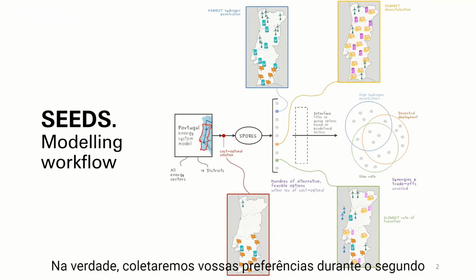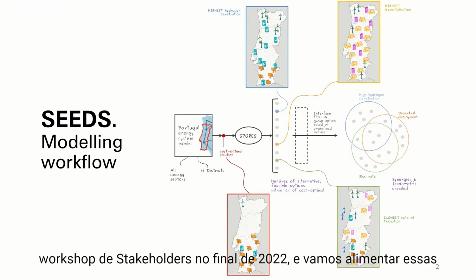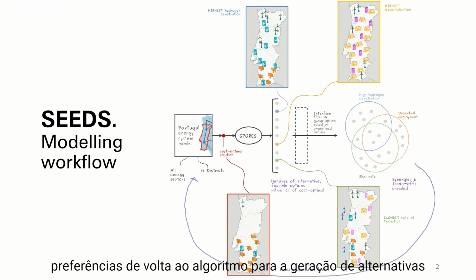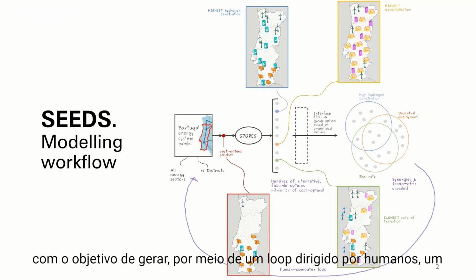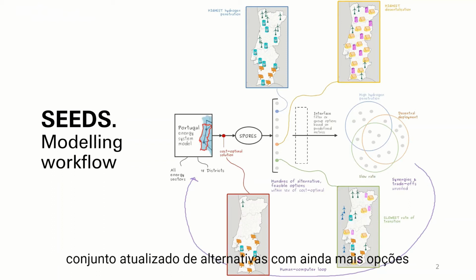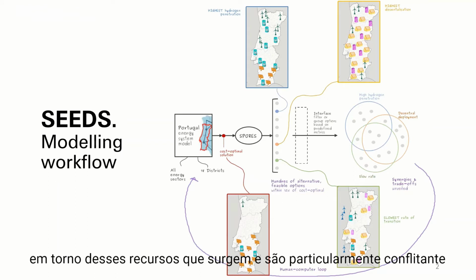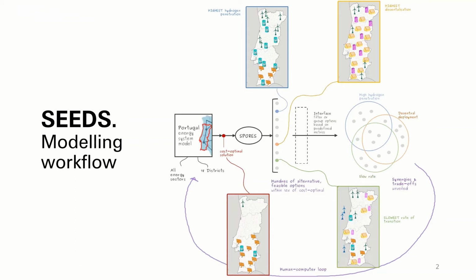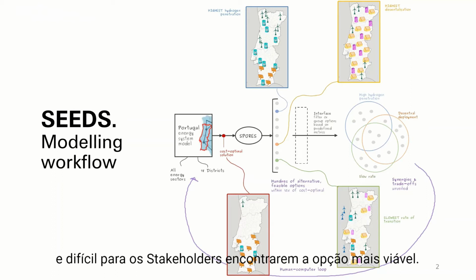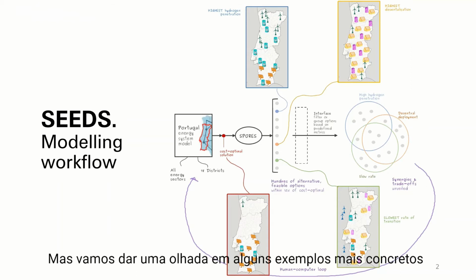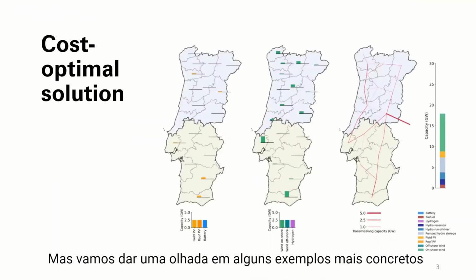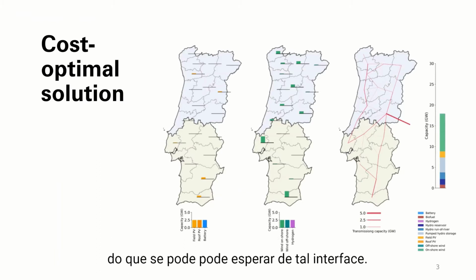And it doesn't stop here. In fact, we will collect your preferences during the second stakeholder workshop in late 2022, and we will feed such preferences back to the algorithm for the generation of alternatives. The aim is to generate, through such a human-driven loop, an updated set of alternatives with even more abundance of options around those features that emerge as particularly conflicting and difficult for stakeholders to find a feasible compromise. But let's have a look at some more concrete examples of what you might expect from such an interface.